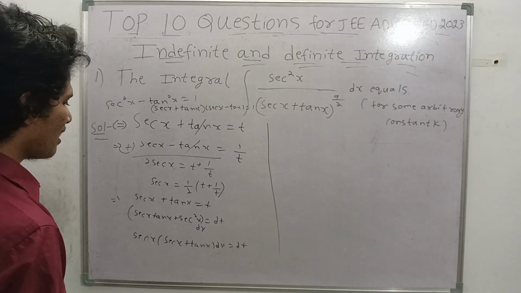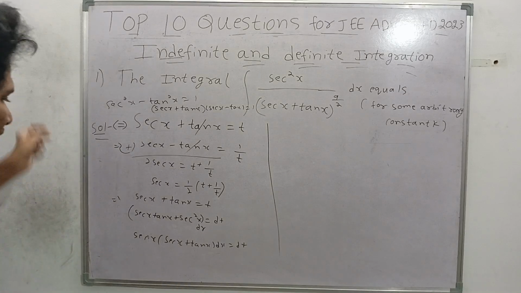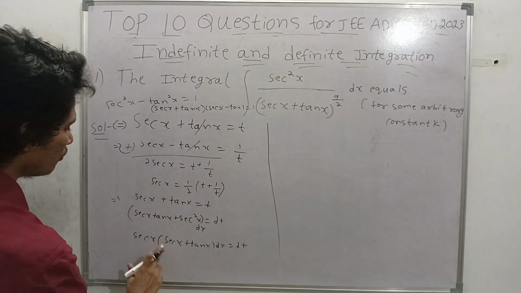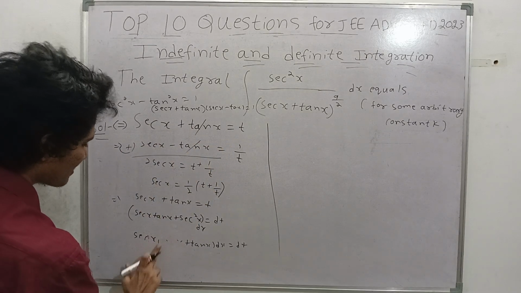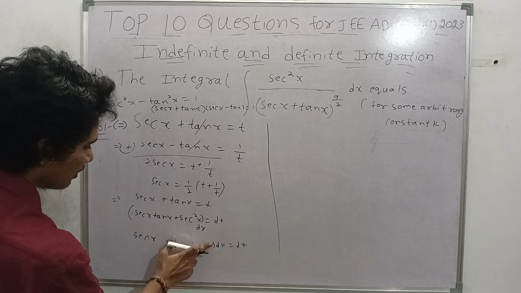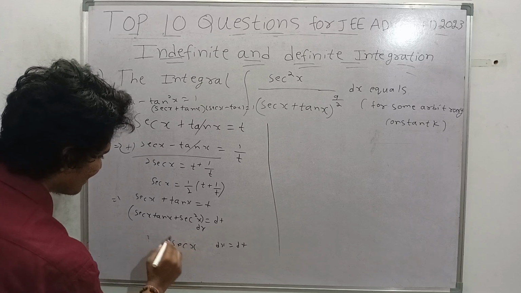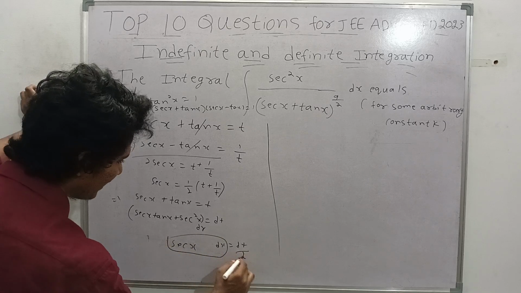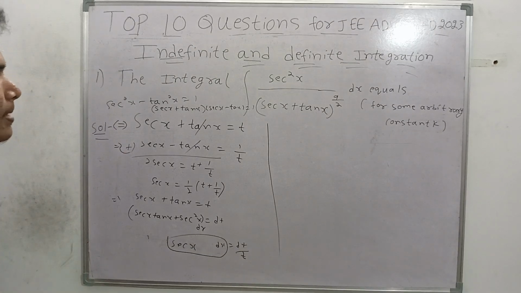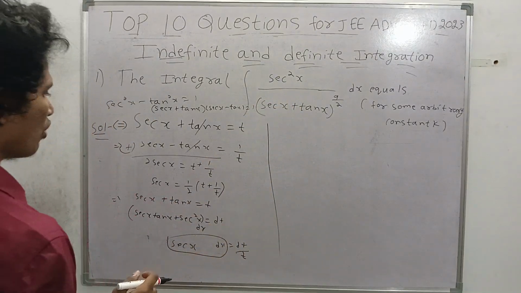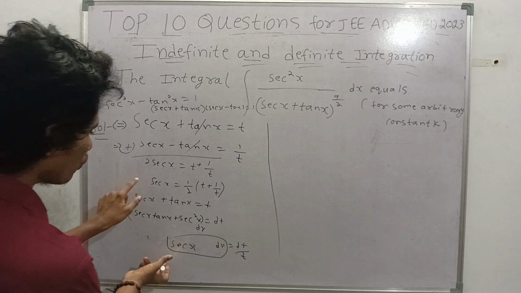Now I can replace. And also, if you observe carefully, what I assumed, secant x plus tan x equal to t. So I can replace complete thing and I can write simply secant x dx equal to dt by t. I can write like this. And extra what we can do, I can use these two things.